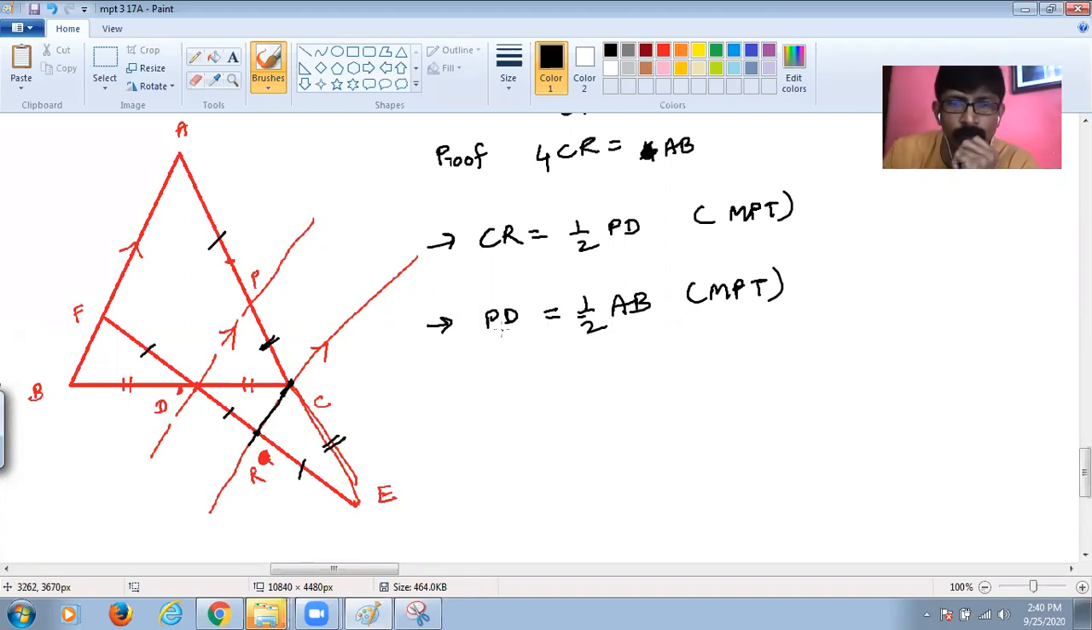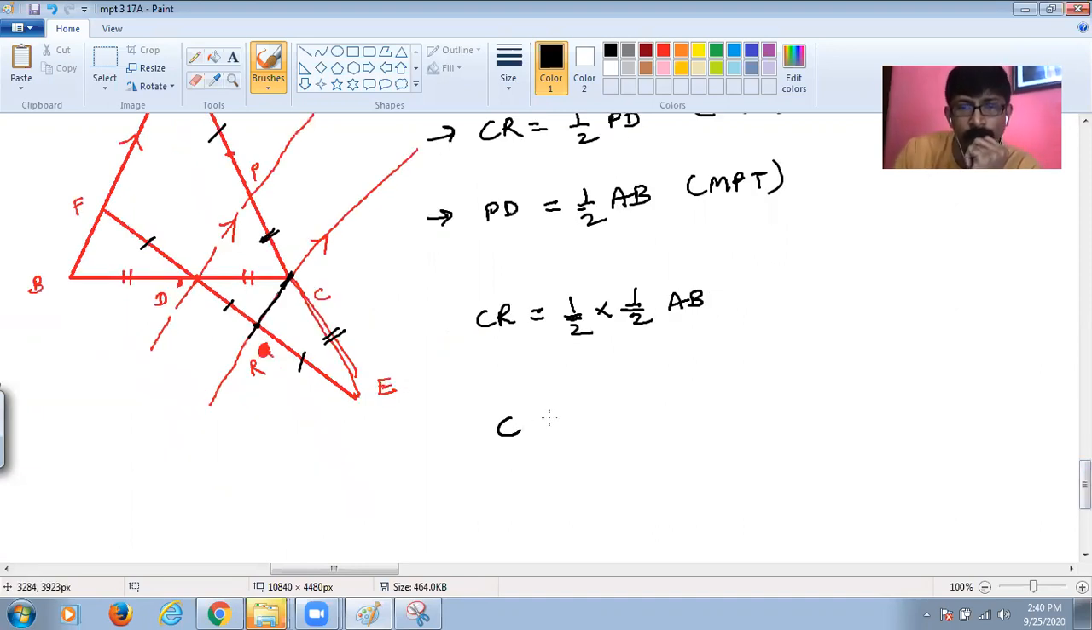So what we got right now, we are going to substitute over here. PD is half of AB. So CR is equal to half, I'll just write it as it is. And instead of writing PD, PD was half AB, so half AB. And now if we multiply half into half, it will become 1/4 of AB. So AB will be 4CR. Isn't it very simple? So simple.